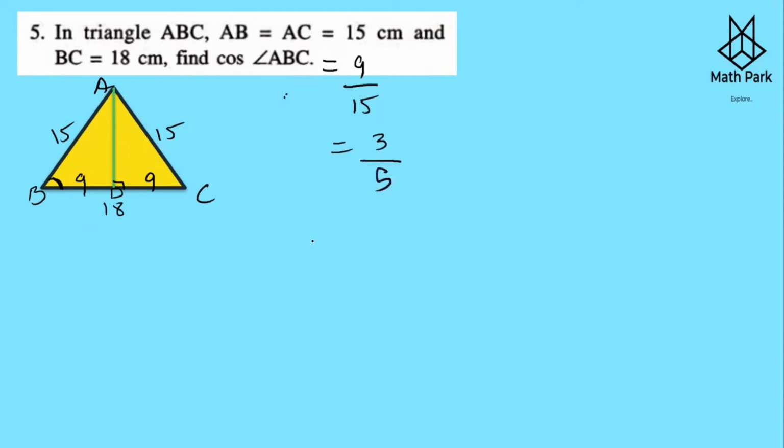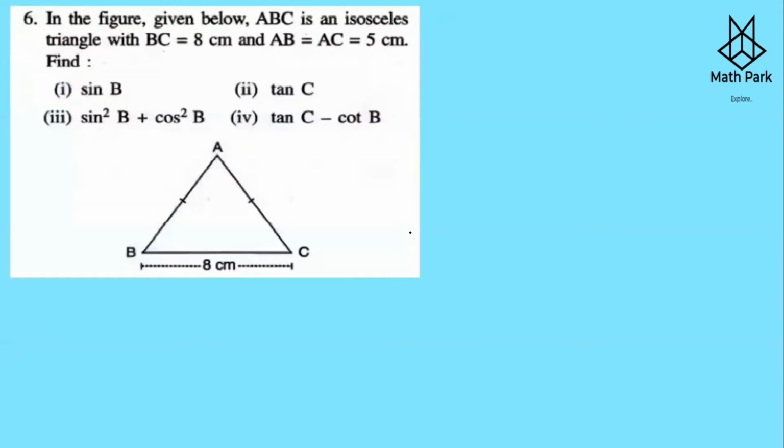Question number 5 was the easiest one. Moving to question number 6. In the given figure below, ABC is an isosceles triangle with base BC as 8 centimeter and AB and AC are 5 and 5. Find sine B. Now this is not a right triangle here. So again, we are going to draw a perpendicular over here. Let the perpendicular be AD. And in an isosceles triangle, the perpendicular is also the perpendicular bisector. So this becomes 4 and 4.